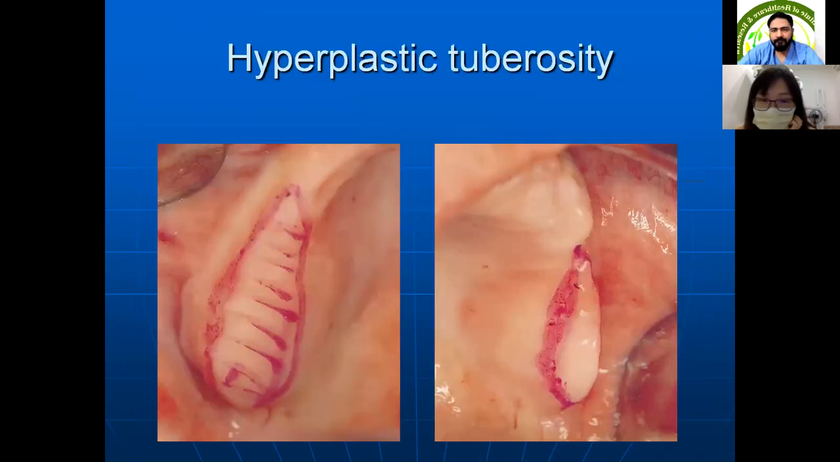Now this is hyperplastic tuberosity. This is a soft tissue correction. You have a thick tuberosity and it is interfering with the holding of the denture. So what you do is make a marking, remove the excessive tissue, and suture it.